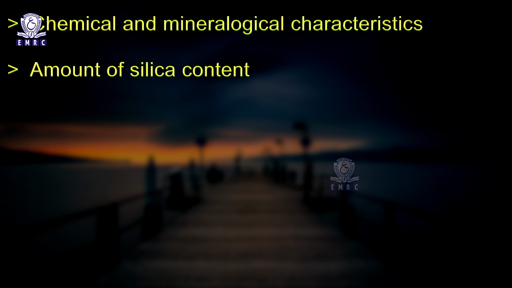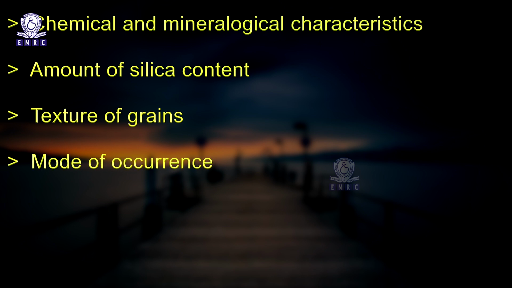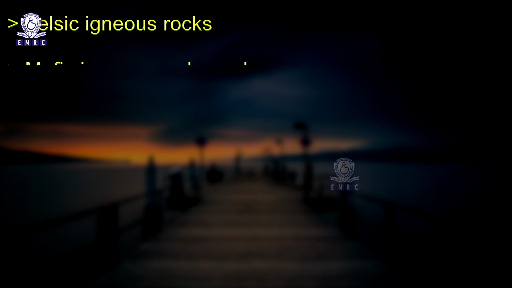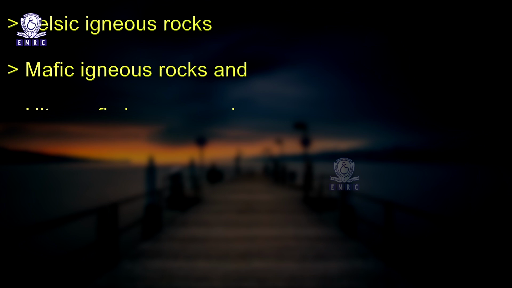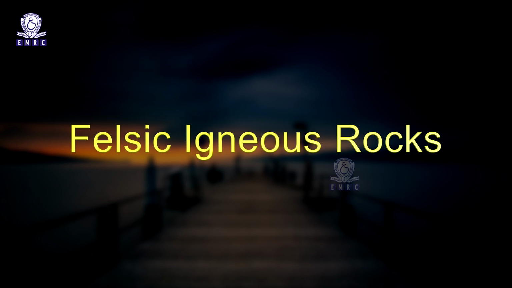There are vast variations in the igneous rocks in terms of chemical and mineralogical characteristics, amount of silica content, texture of grains and mode of occurrence. Igneous rocks are classified into three major groups: felsic igneous rocks, mafic igneous rocks and ultramafic igneous rocks. Felsic igneous rocks are mostly composed of feldspar and silica content. They are lighter in nature.